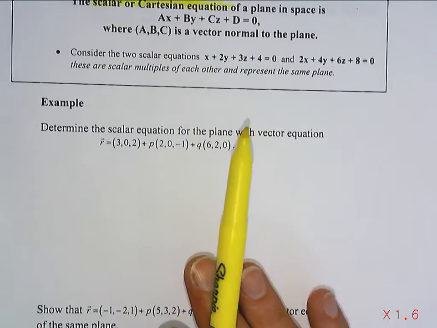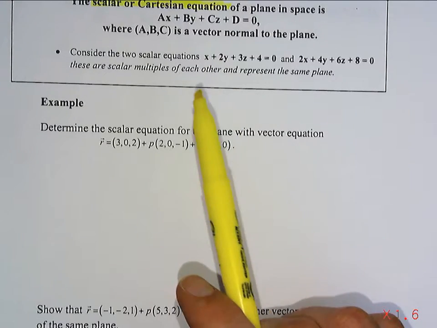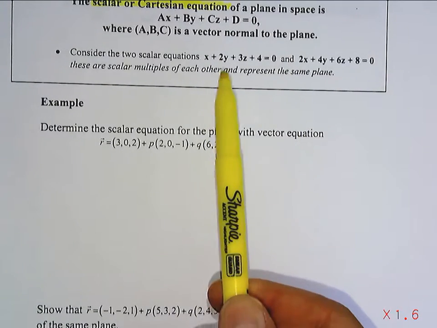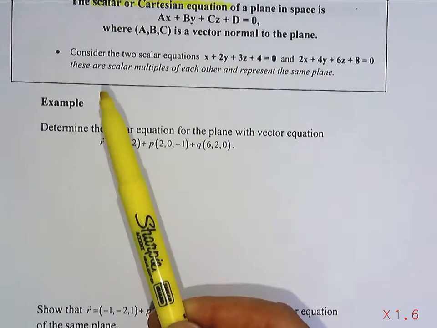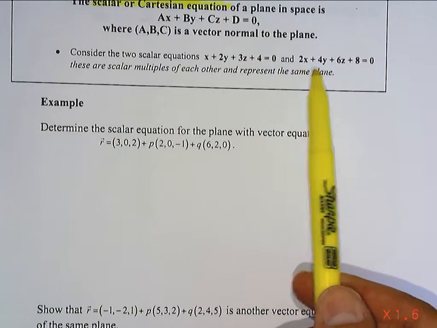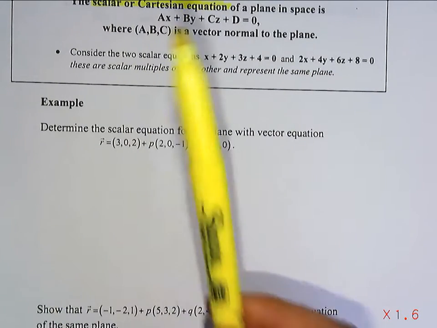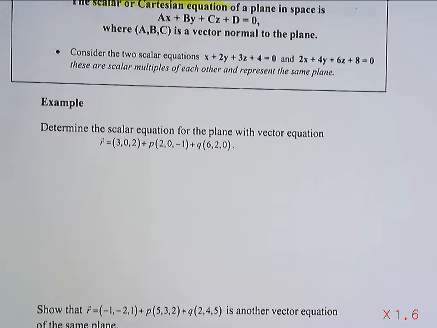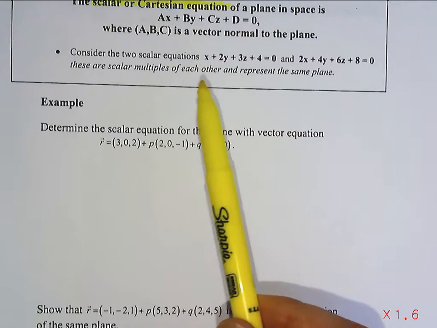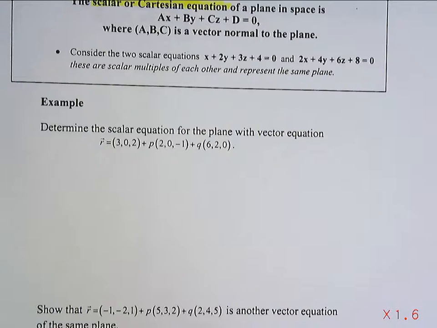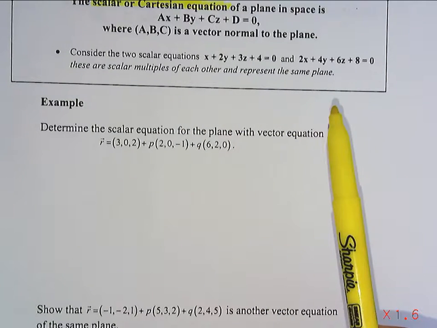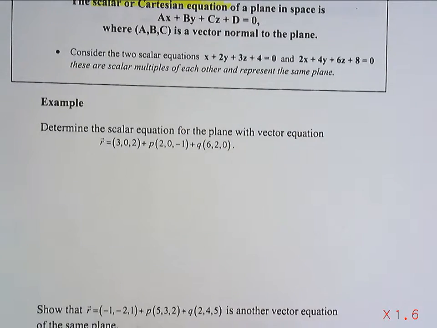Consider the two scalar equations. One is 1x plus 2y plus 3z plus 4 equals 0. And consider the next one, 2x plus 4y plus 6z plus 8 equals 0. These are complete scalar multiples of each other. Complete, everything. That means they're the same plane. So if we can reduce each and every term, then it's the same plane. If just one of them doesn't reduce, then it's a different plane.